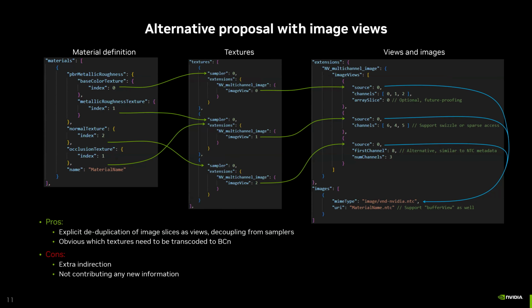Alternatively, I can suggest decoupling the multi-channel image slices from texture definitions and placing them in a separate new construct in the glTF file called image views. That would allow us to explicitly deduplicate the image slices from how they are used in the glTF file. Like if you want to, for example, use the same image slice with different samplers. I'm not sure why you would, but it would be possible explicitly here, although it doesn't really bring any new information, and some deduplication can be done on the loader side with the previous version. So it's just an alternative. I'm not sure if it's worth seriously exploring.